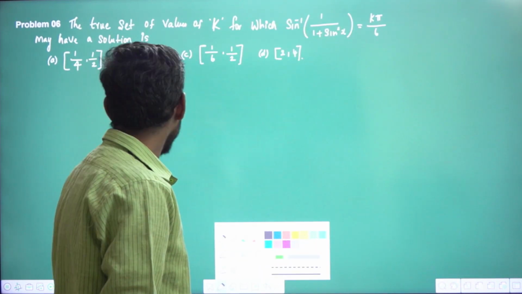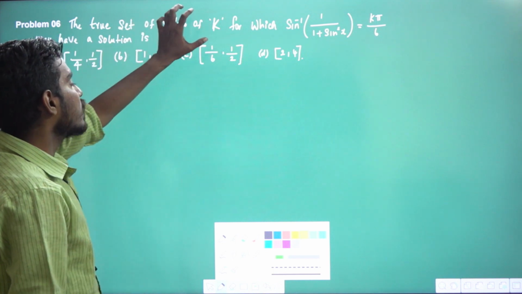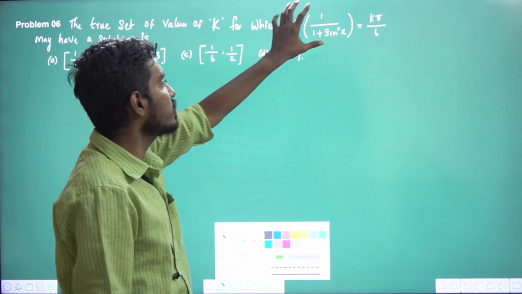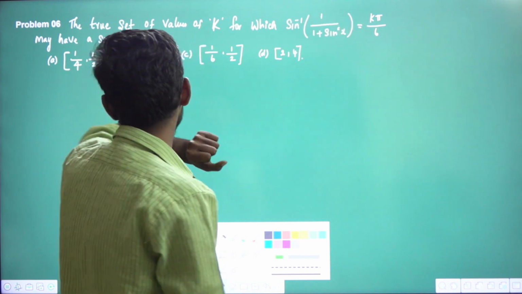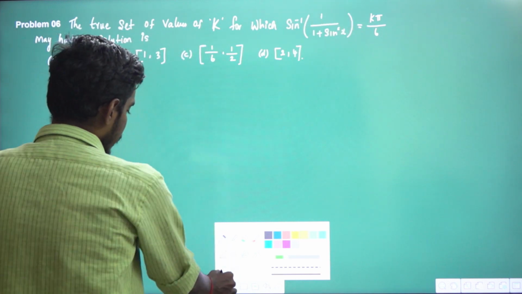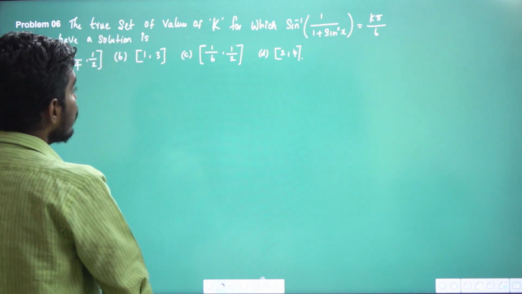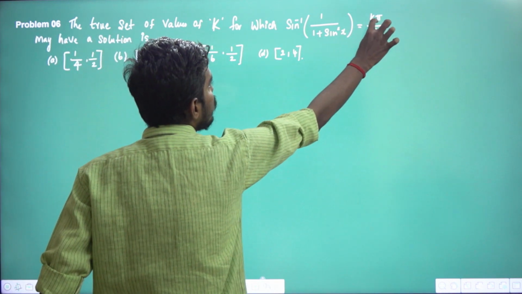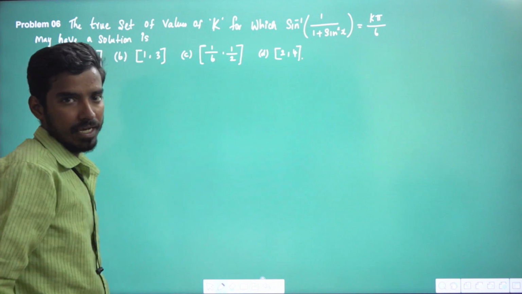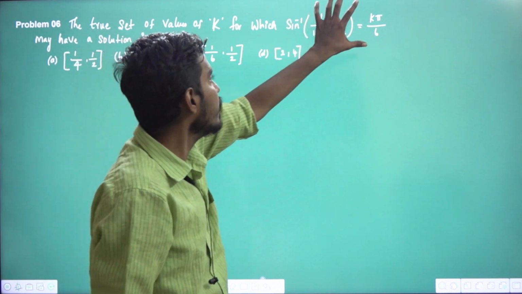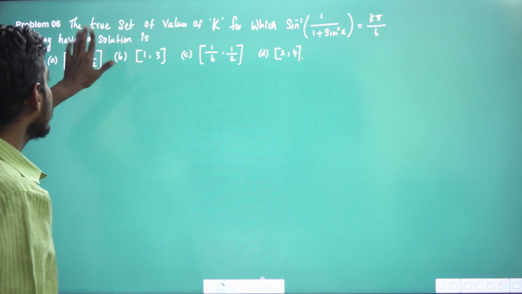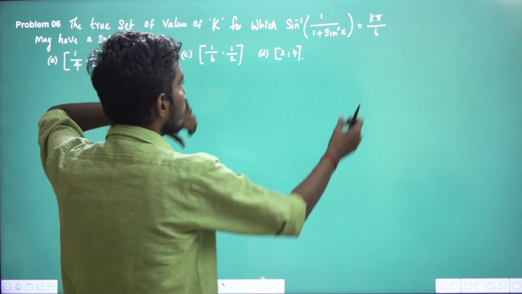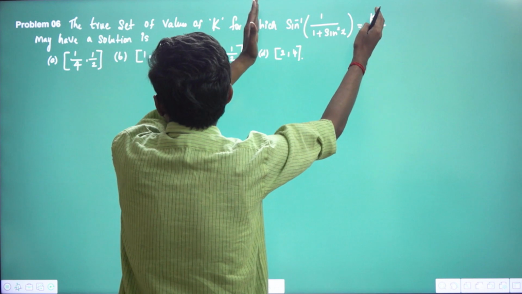Okay, look at the problem. The true set of values of k for which sine inverse of 1 divided by 1 plus sine square x is k pi by 6 may have a solution is. That is, for what values of k this will have a solution, that is what they are asking. The true set of values of k, for what values of k this may have a solution.